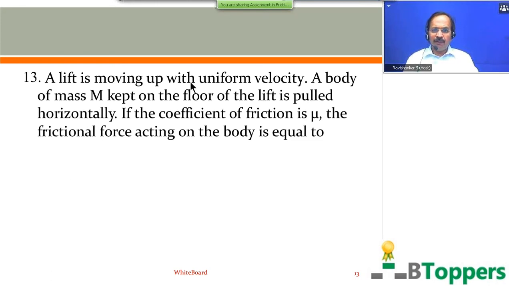A lift is moving up with uniform velocity. A body of mass m kept on the floor of the lift is pulled horizontally. The coefficient of friction is mu. The frictional force acting on the body is equal to. Four options are shown on the screen. First option 0, second option mg, third option mu mg, fourth option mg by mu. Come on, try the question.